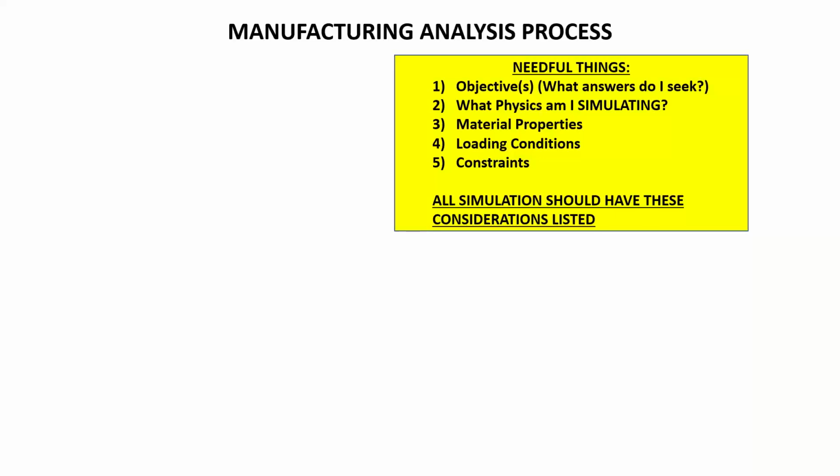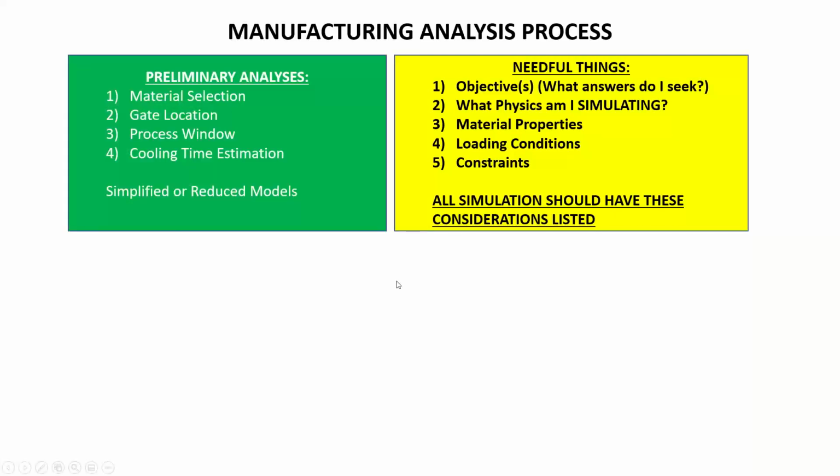All simulation, regardless of what you're trying to simulate, all analysis of this type should have these kinds of considerations listed. It should always start with your objective, because from your objective, you dive into the model. What's the physics I'm trying to represent, and therefore, what do I need in my model so that I'm not overdoing it for the answers I'm trying to seek?